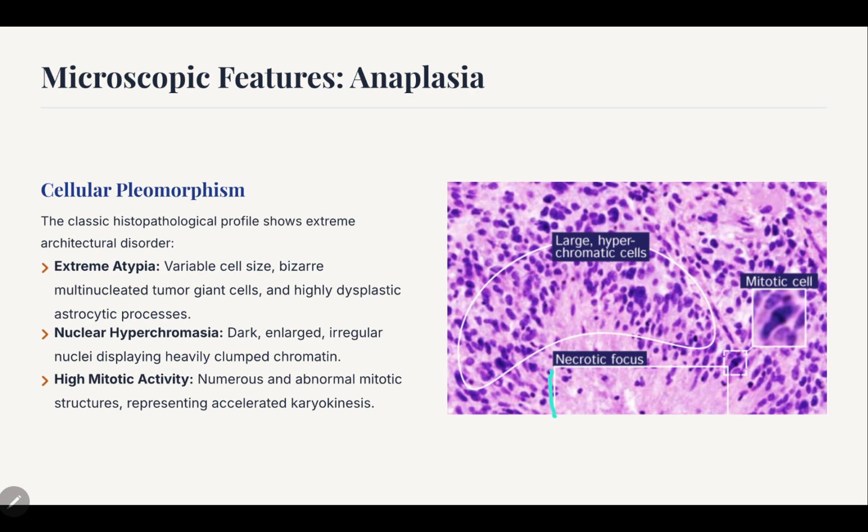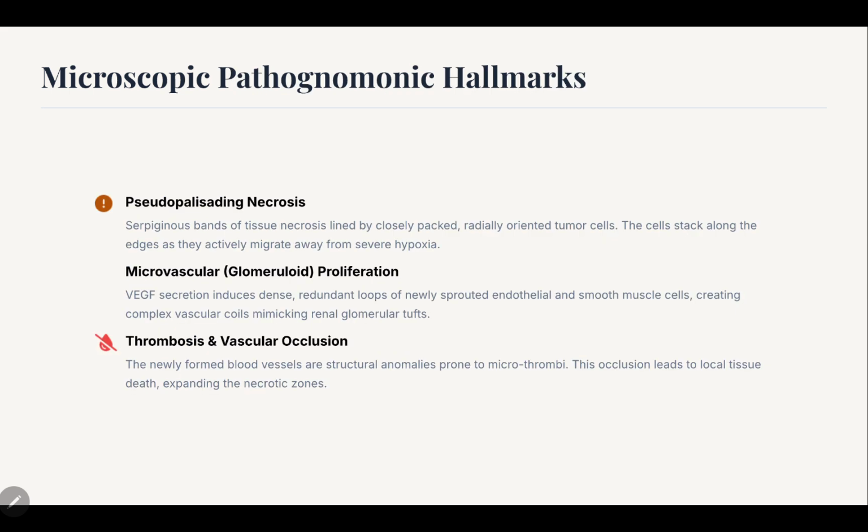Here you can see the area of pseudopalisading necrosis, where there are serpiginous bands of tissue necrosis lined by closely packed, radially oriented tumor cells. Microvascular proliferation: vascular endothelial growth factor secretion induces dense redundant loops of newly sprouted endothelial and smooth muscle cells, creating complex vascular coils mimicking renal glomerular tufts.